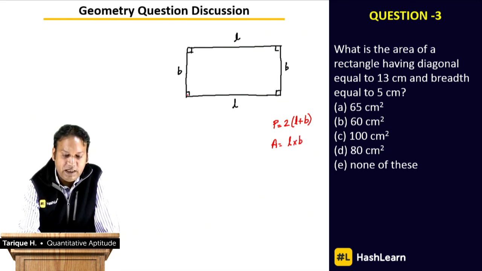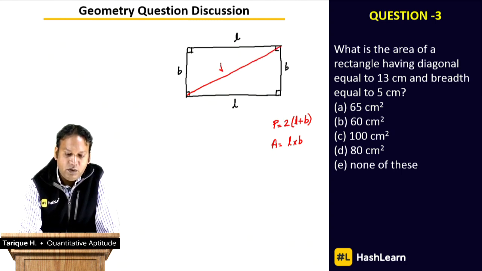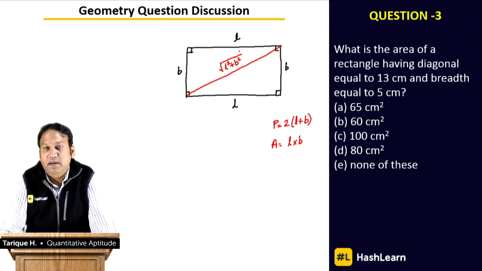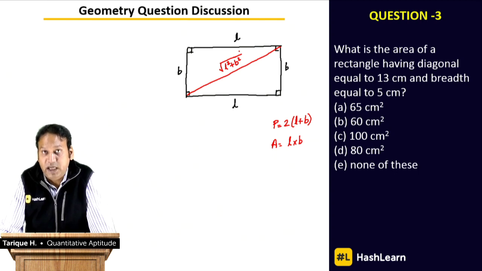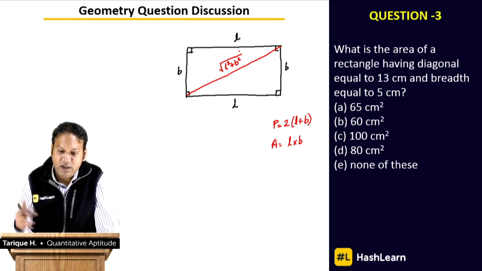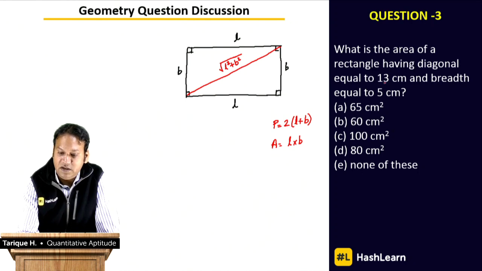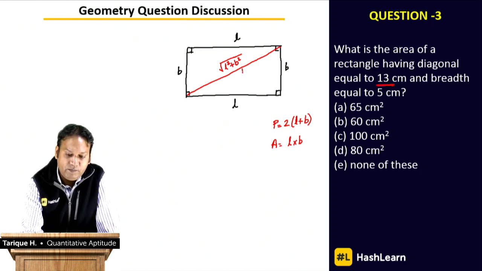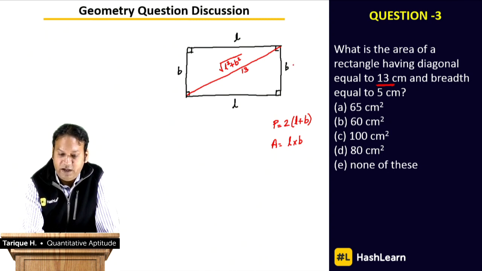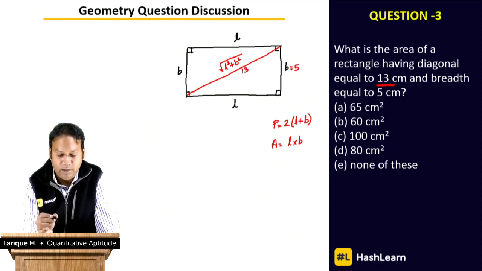And the diagonal of the rectangle is equal to under root L square plus B square. Now that's again using the Pythagoras theorem, that the length and breadth and the diagonal form a right angle triangle. So using the Pythagoras theorem, the diagonal is equal to under root L square plus B square. Now in the question it is told that this diagonal is 13. So what is the diagonal equal to? 13. And the breadth is equal to 5. What is the area of the rectangle?